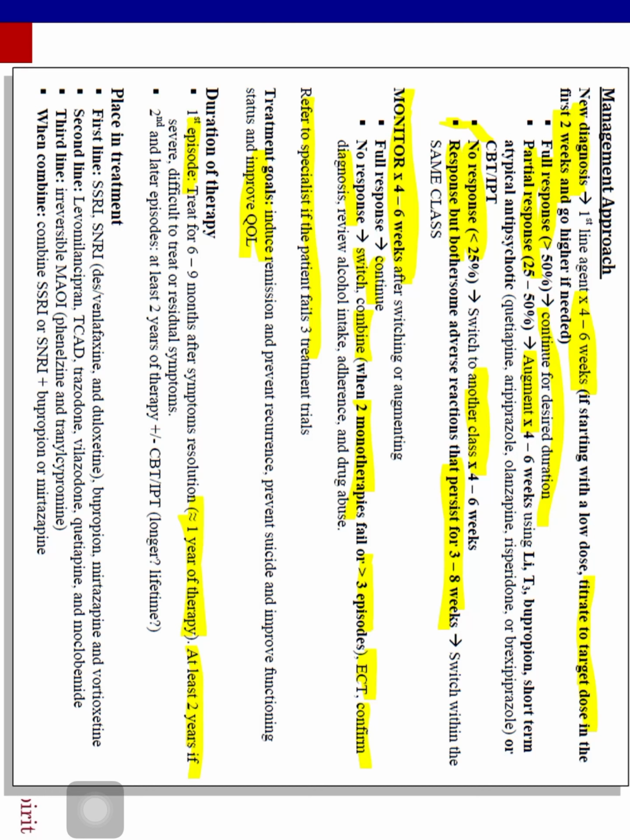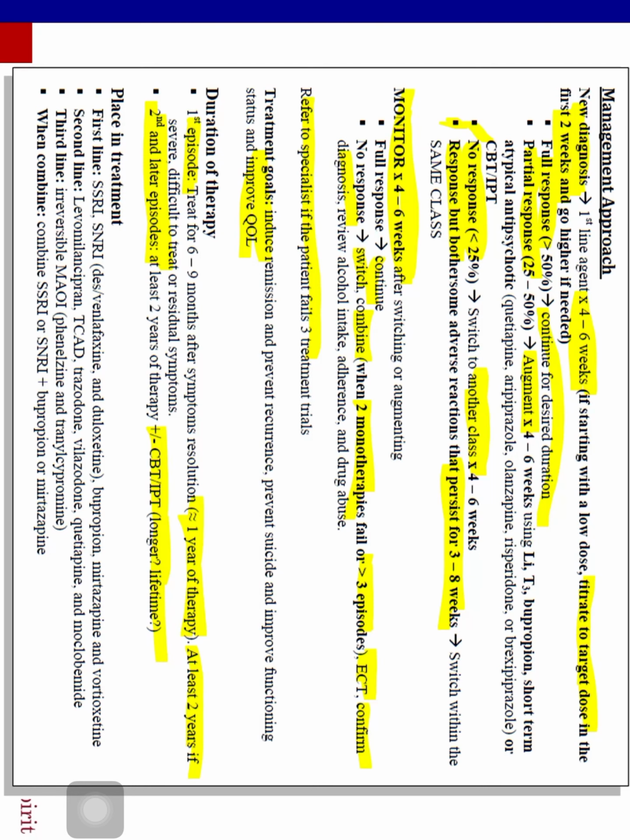For second and later episodes, we treat the patient for at least 2 years of therapy, and we may start combining pharmacotherapy with cognitive behavioral therapy and interpersonal therapy, and we may consider even longer and lifetime treatment because there is a high risk of recurrence in this case.